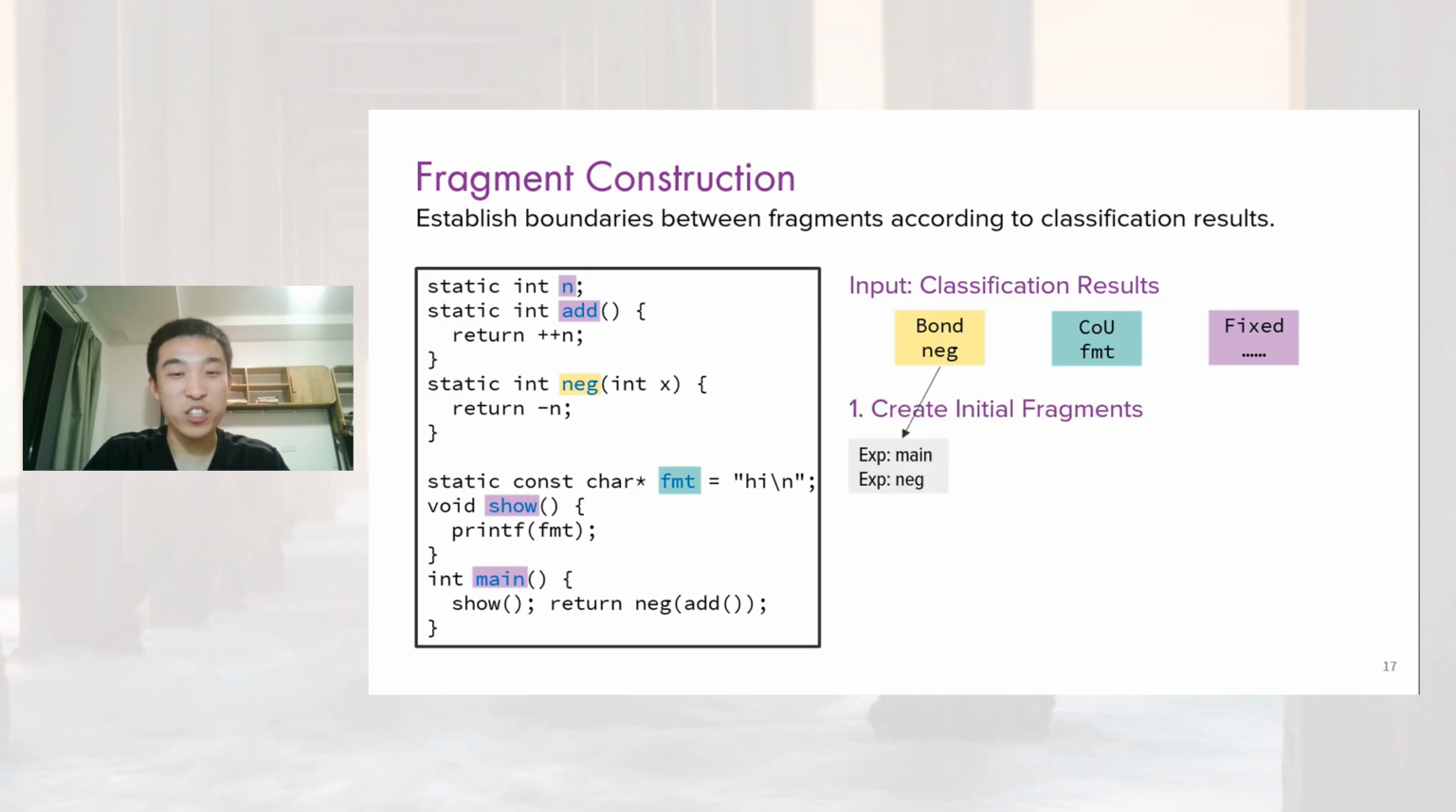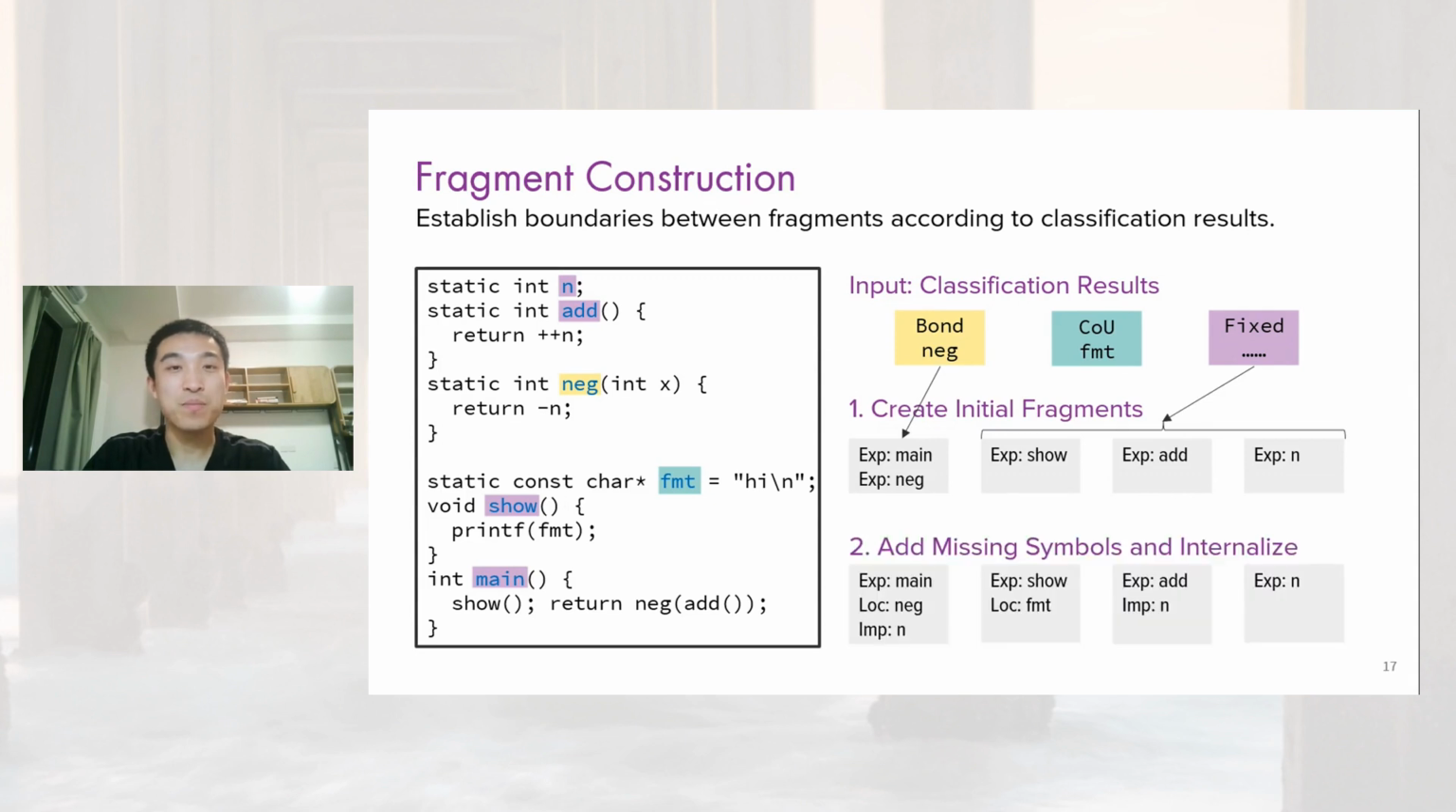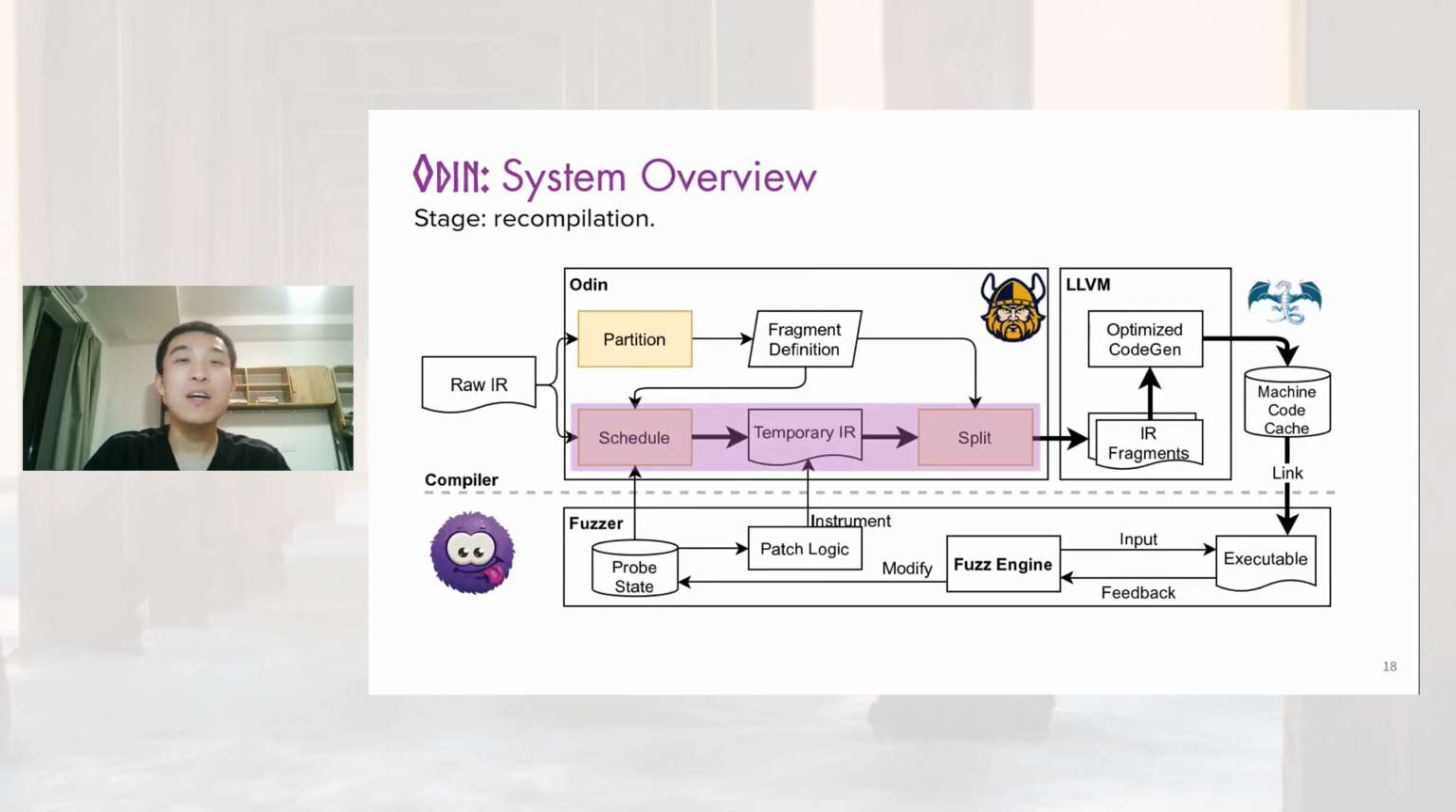We first create initial fragments. The special case, bound, is handled first. The other fixed symbols are then added. Since cross-referencing is not resolved yet, we import the referenced symbols and internalize the exported symbols if they are not referenced by other symbols. The pre-instrumentation survey partitions the program into fragments. The fragments are used for all subsequent recompilations.